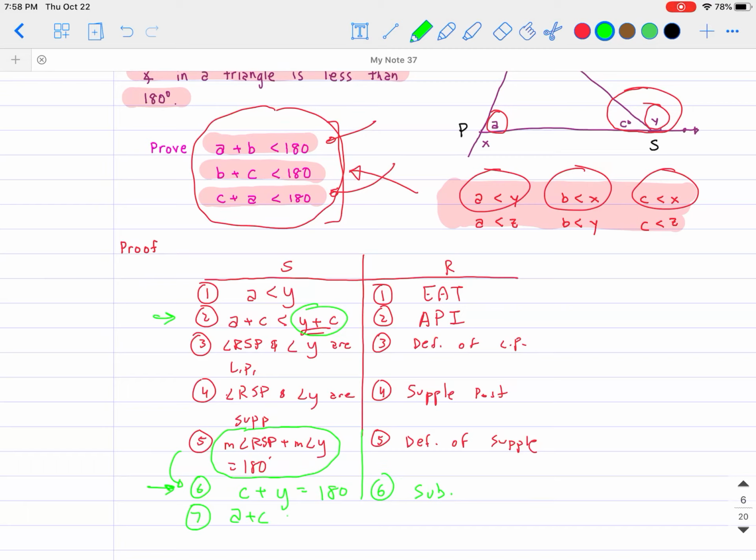And finally, if you look at step 5, step 6, and also step 2, we can make that substitution right there. So step 7 would be A plus C is less than 180 degrees. The reason for that is supposed to be the transitive property. Actually, no, I'm sorry, it's supposed to be substitution in this case, because the transitive property, be very careful, has to deal with equality.